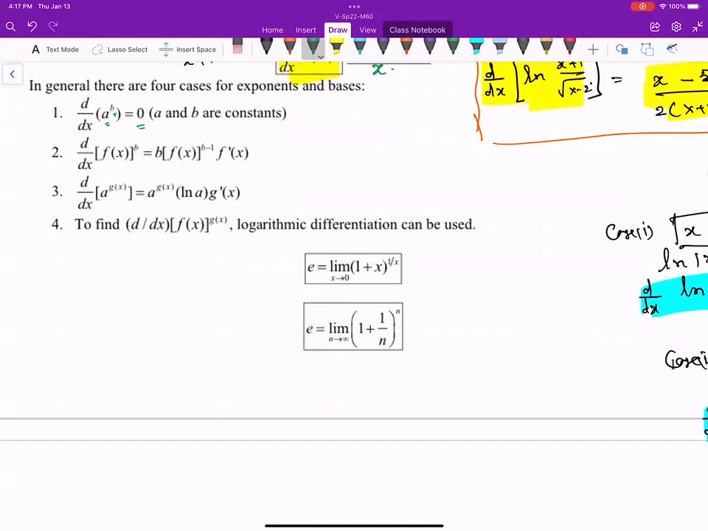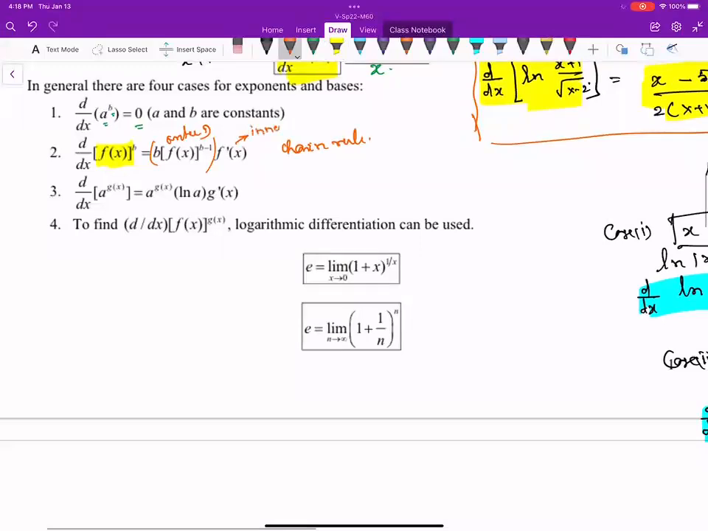Now let's consider d by dx of f of x to the power b. Here the exponent is a constant. The base is a variable, or it can be considered as a function. So you have to do the chain rule, which is the outer derivative times the inner derivative. The outer derivative is the exponent times the function to the exponent minus 1. Chain rule here. So it is b times f of x to the power b minus 1 times the derivative of the inside, the derivative of f of x, which is f prime x.